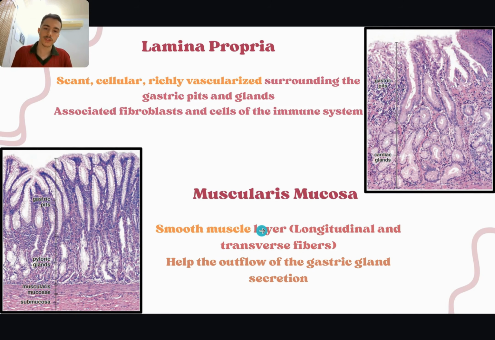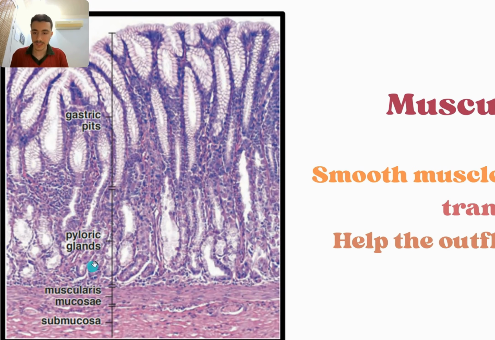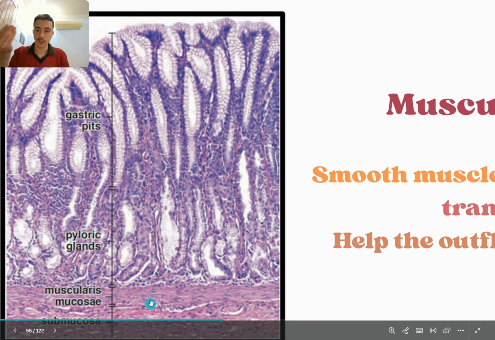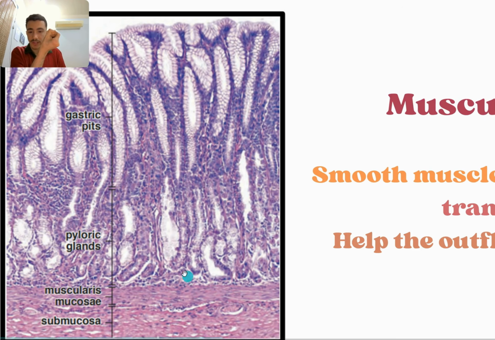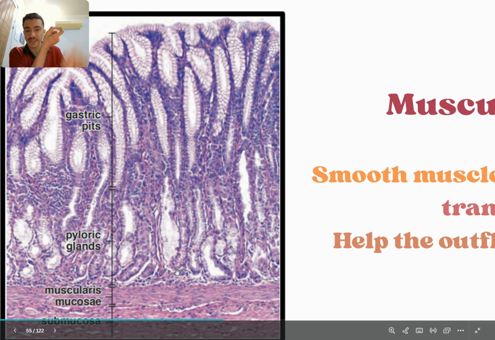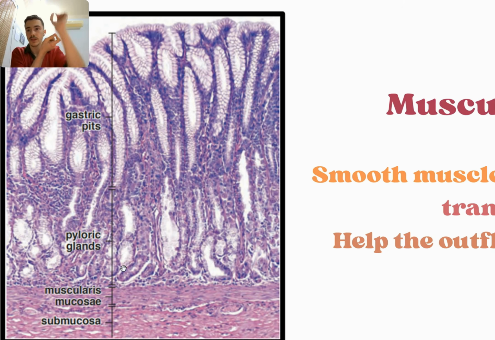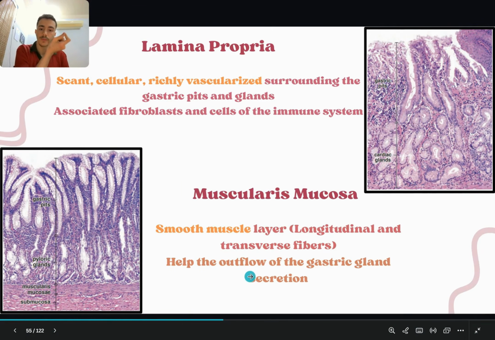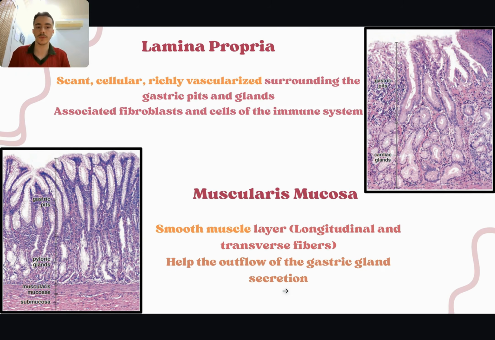It is a smooth muscle layer, with longitudinal and transverse fibers that help the outflow of the gastric glands. These are the glands here, right? These types of muscles under the basement membrane are going to contract and squeeze the glands to release their secretions. So it helps the outflow of the gastric gland secretion.